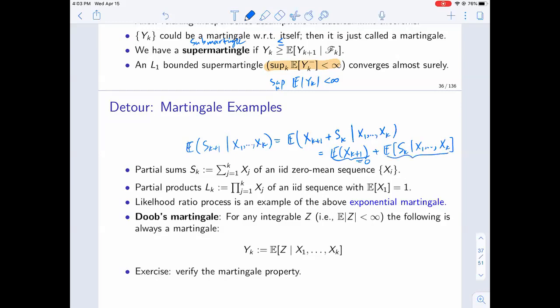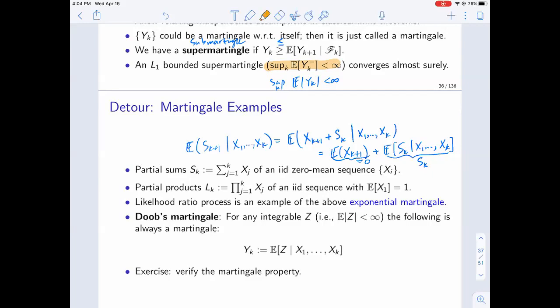The first is 0 by assumption. And what about the second? That should just be Sk. Why? Because Sk is a function of X1 up to Xk, and from the properties of conditional expectation, more or less by definition, the conditional expectation of something equals itself. So this shows that the sequence is a martingale: the sequence of partial sums of another sequence is a martingale with respect to the filtration generated by that sequence.